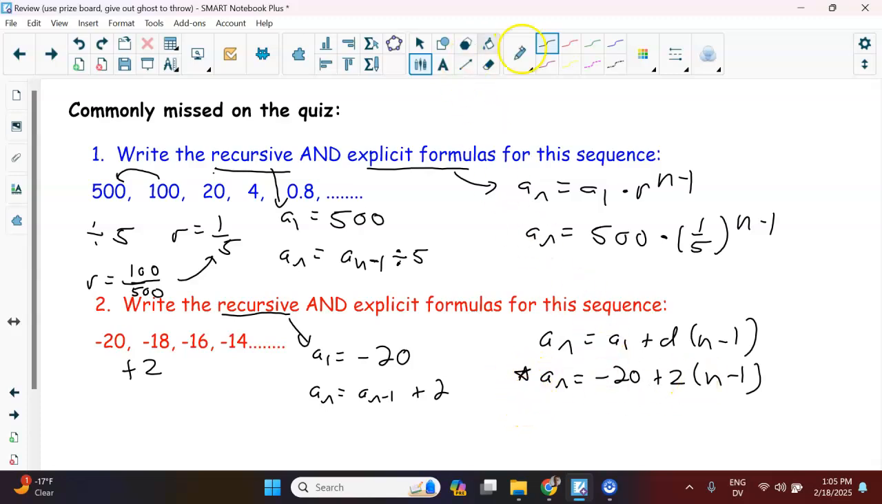And again, you can clean that up if you want. You could distribute this in. I'm maybe not going to write it out too much there to save time, but I think it'd be -22 plus 2n if you did the math there with the distributive property.